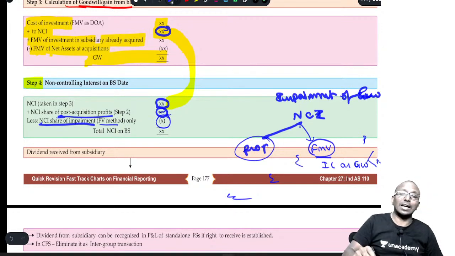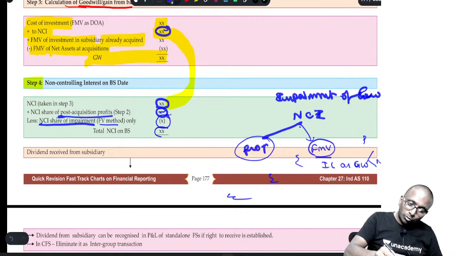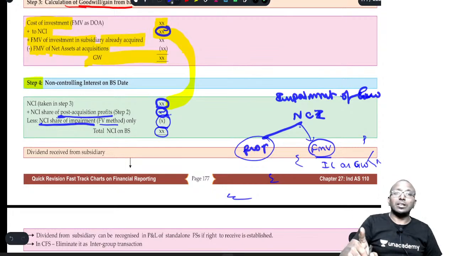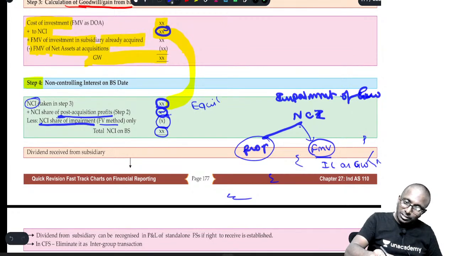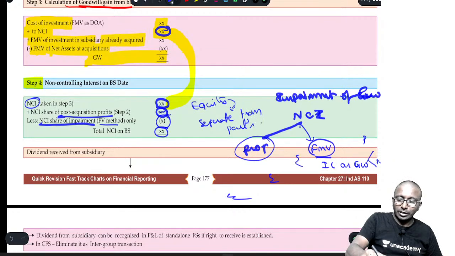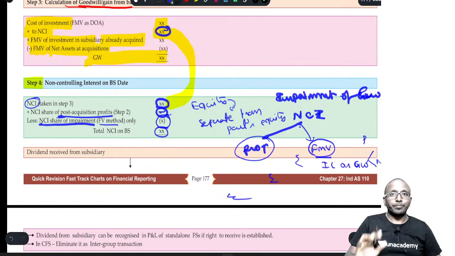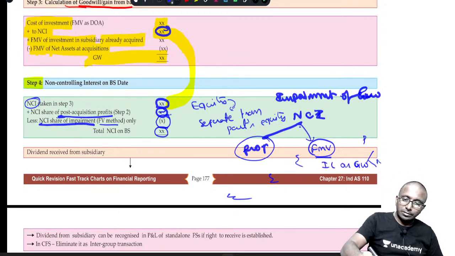That's why it applies under the fair market value method only. That's what I have very clearly written. The remaining amount is what? NCI, which will appear in the balance sheet. Where will this NCI appear in the balance sheet? It is part of equity, but it is separate from the parent's equity. It will be presented separately. Got it? Right.